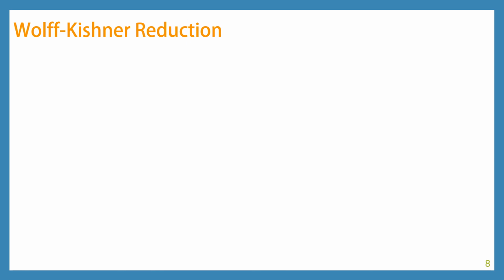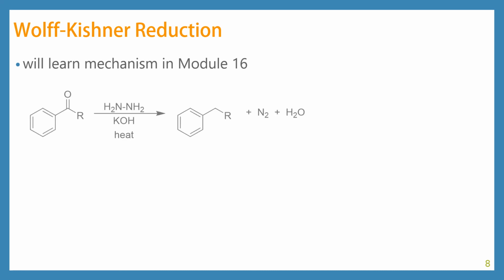In the Wolff-Kishner reduction, which we'll learn the mechanism for in Module 16, you take your ketone and you react it with hydrazine in potassium hydroxide and heat it up, and you get the same effect. You're going to be removing the carbonyl so that you have the same carbon chain. Here is your carbonyl carbon minus the carbonyl.